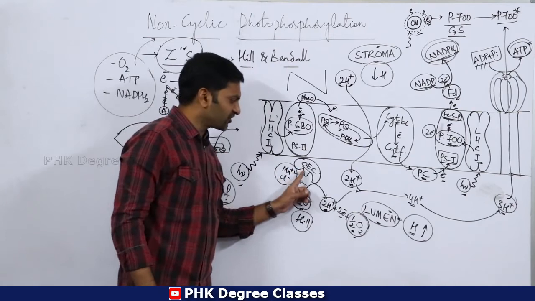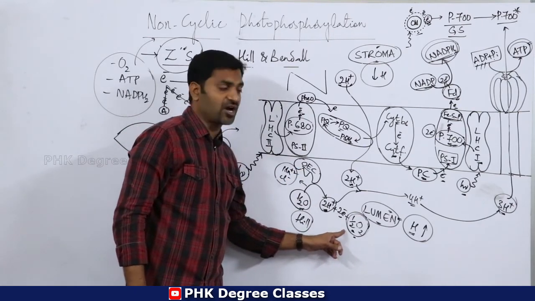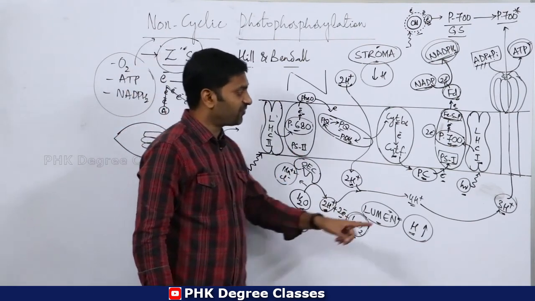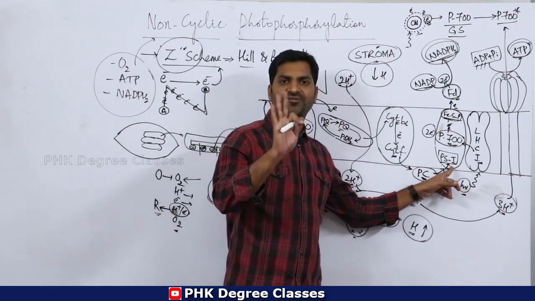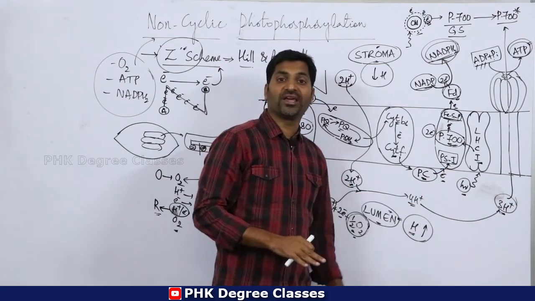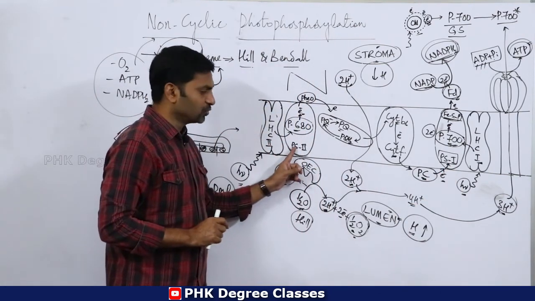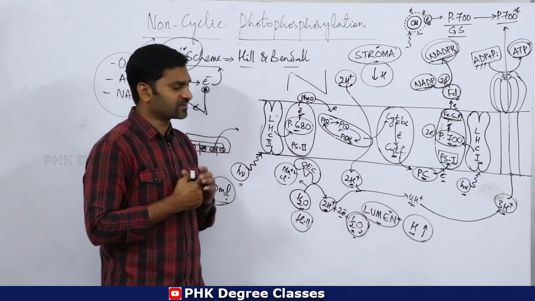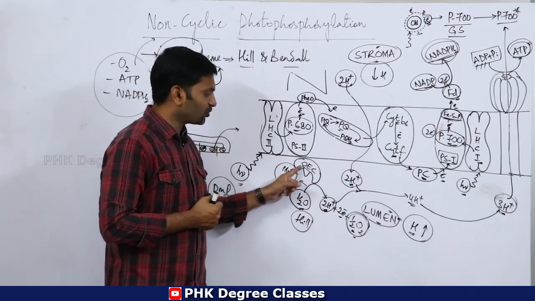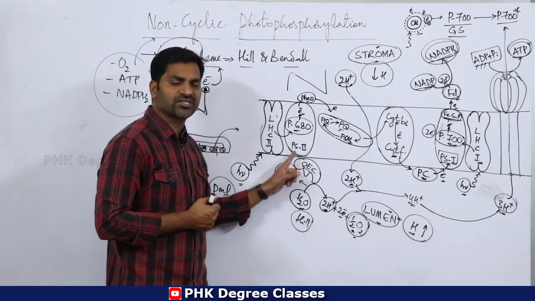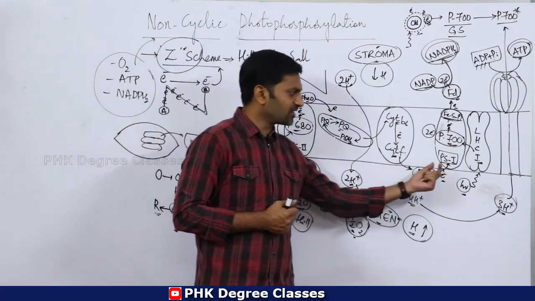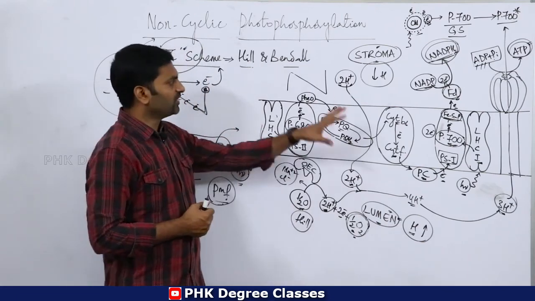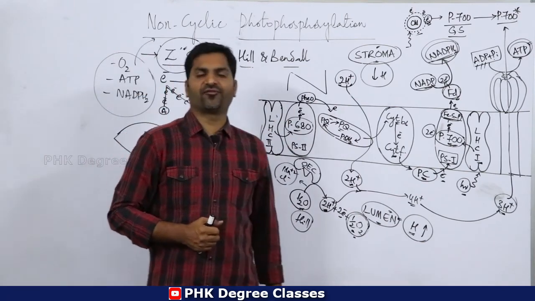Clear? Where is oxygen formed? At PS2 only. Oxygen is not formed at PS1. PS1 is not involved in the formation of oxygen, whereas PS2, photosystem 2, is involved in the formation of oxygen. Why? Because the oxygen evolving complex is associated with PS2 only. The oxygen evolving complex is not associated with PS1. So this is all about non-cyclic photophosphorylation.